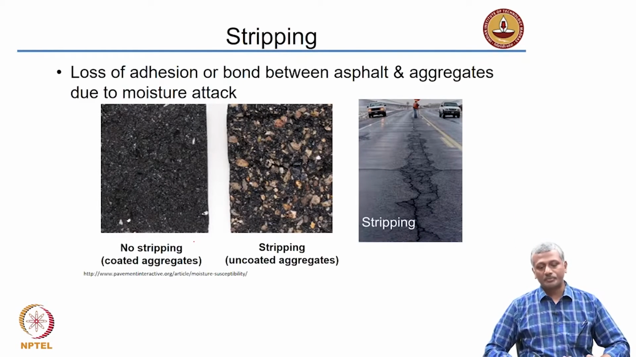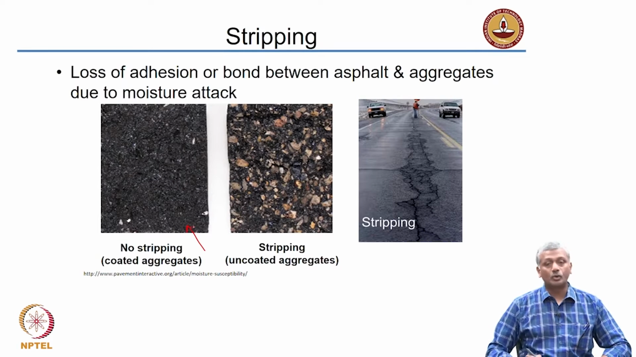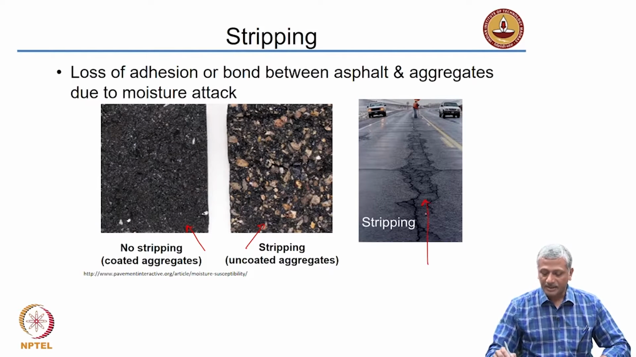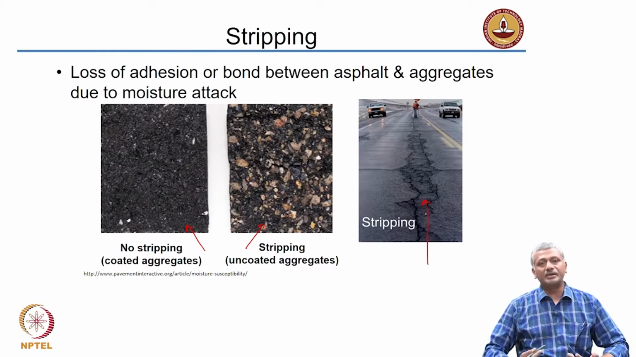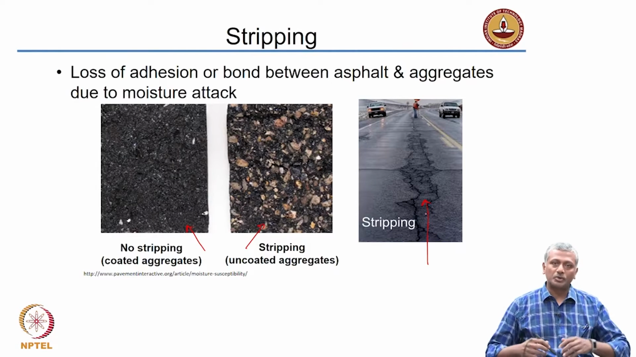Stripping, as I said, is the loss of bond between asphalt and aggregate due to moisture. So, you can see in this case you have aggregates that are perfectly coated, there is no stripping, and in this case you see aggregates that are visible, asphalt has been completely removed from the surface, and that is an example of stripping. So, this here is a combined problem caused due to stripping as well as due to fatigue cracking, because you have multiple loads, multiple repetitions of the same load. So, you can have different causes of failure attributing to the same problem.